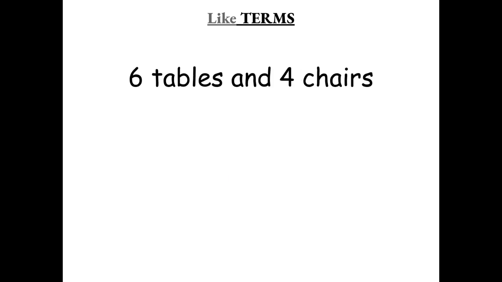6 tables and 4 chairs. You don't get 10 table chairs. You have 6 tables and you have 4 chairs. So those are 2 separate terms. They are not alike, so therefore you cannot add them together. So it just stays the way it is. You do not add them together. So if the terms are not alike, then you cannot add them together.